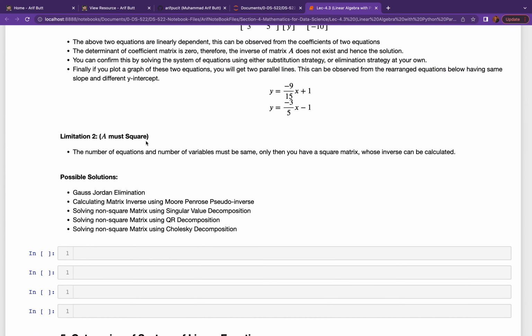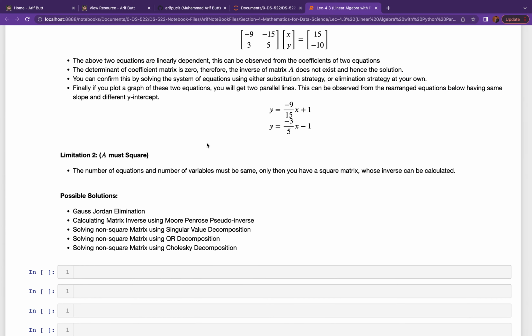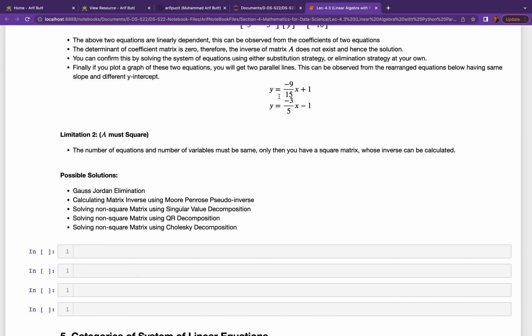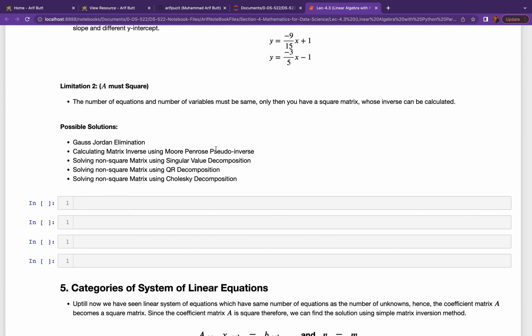And similarly, the next is that the matrix must be square. And of course, we know that if this matrix is not square, you cannot compute its inverse, and hence a solution cannot be found. And these are the possible solutions which we will be talking about, God willing, in our next session. This pseudo inverse, singular value decomposition, Cholesky and QR decomposition. Great.